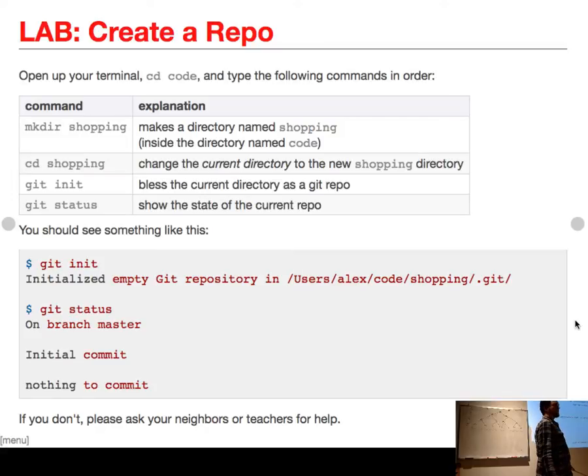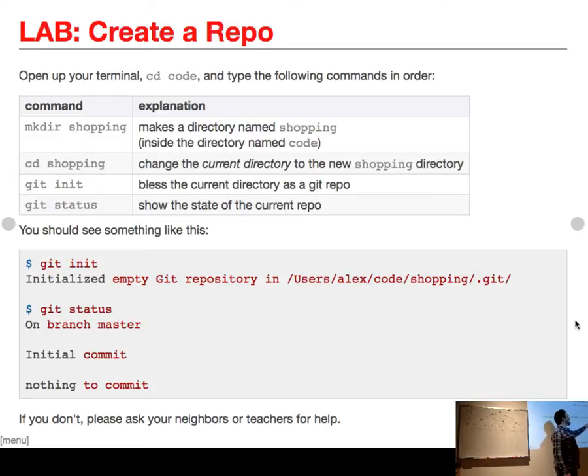Okay, so here's what we're going to do. Open up your terminal if you haven't already. So open up your command line. And we're going to cd, so change directories, into our code directory from wherever you are. So if you're already in code, then you might not need to change into it. But if you're not, go ahead and cd into code. And here's what we're going to do. We're going to make a directory, mkdir, that's going to be called shopping. So mkdir shopping. There's going to be a space between mkdir and shopping. It's going to make that directory named shopping inside the directory named code.